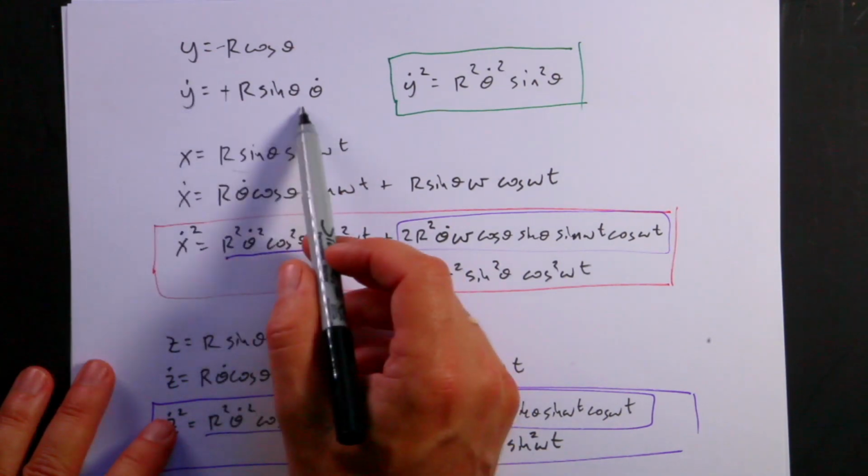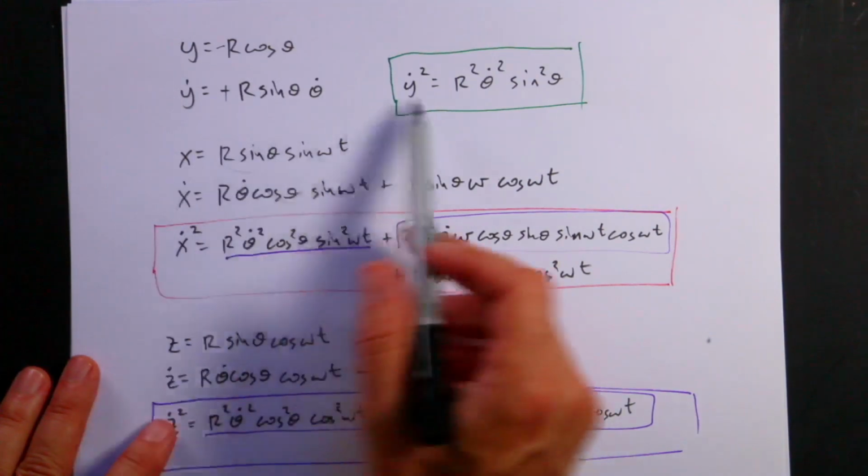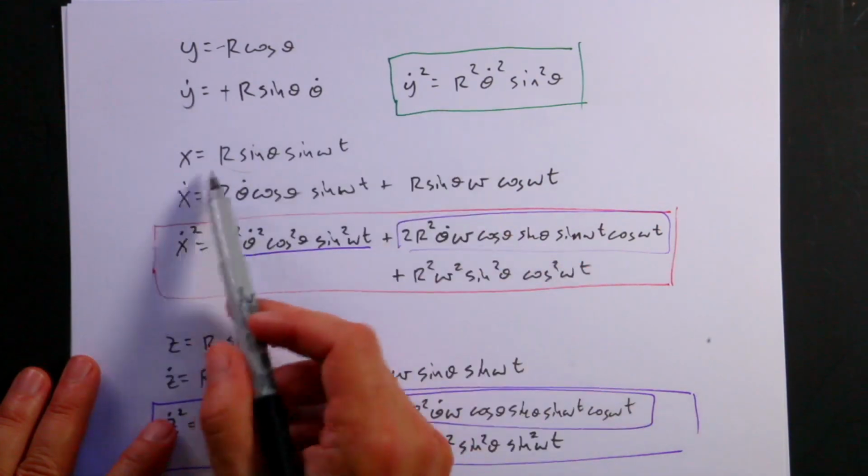So y dot, I take the derivative, and you do get a theta dot term in there. Remember, don't forget your product rule. And then I need to square that, and that's not so bad. And then I do the same thing for x.